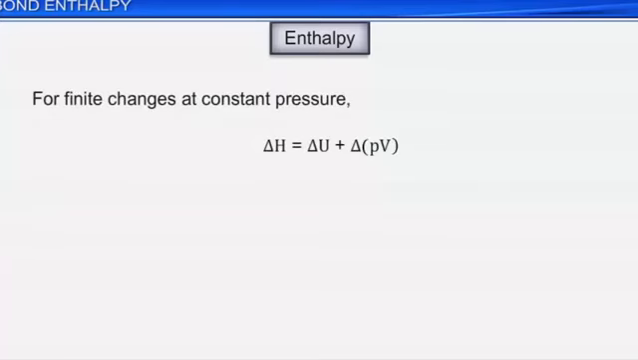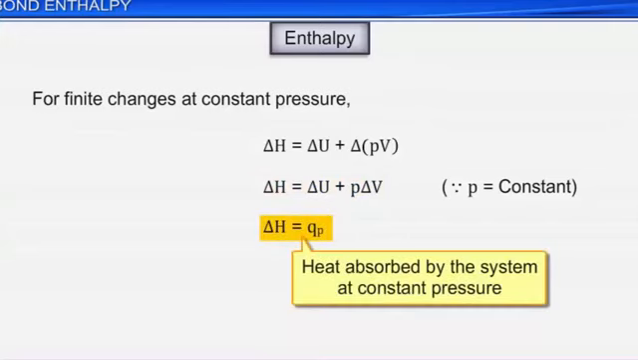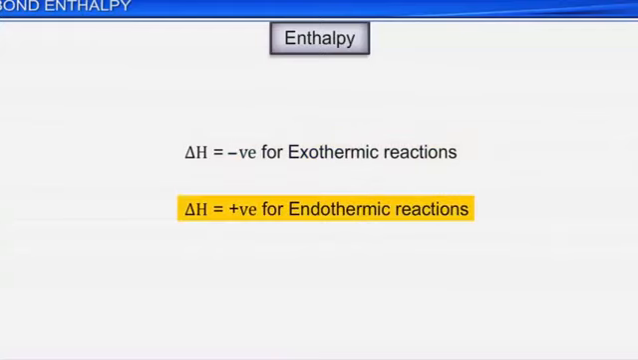For finite changes at constant pressure, we can write the equation as ΔH = ΔU + Δ(PV). Since P is constant, we can write ΔH = ΔU + PΔV. Remember that ΔH is equal to QP, the heat absorbed by the system at constant pressure. ΔH is negative for exothermic reactions and positive for endothermic reactions.